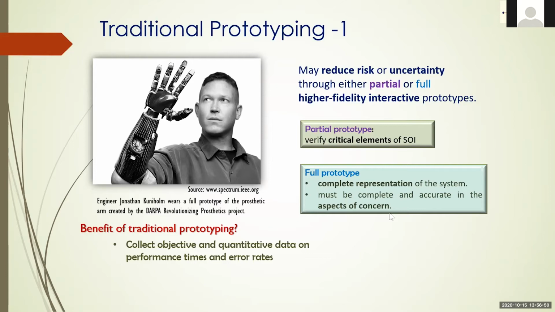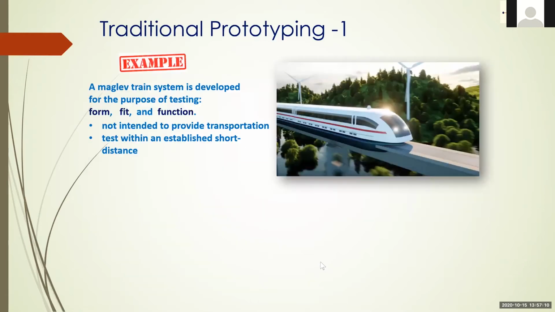So the benefit is to collect objective and quantitative data on performance, times, and errors. And also to identify changes to improve performance, reduce production costs, improve your quality, you name it, okay? Let me share an example with you. So we have this maglev train. It was developed with the intention to understand the form, the fit, and the functionality of it. So it was not intended to provide transportation.